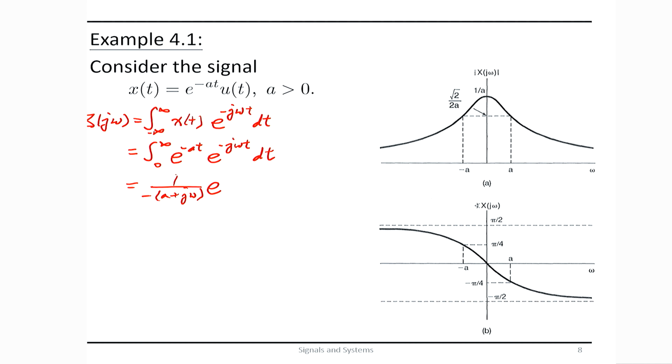E to the minus (a plus j omega) t for t from 0 to infinity. If you plug this in, you'll get 1 over a plus j omega. For convenience, we often like to write the imaginary part in the numerator. You can do that by multiplying both the numerator and denominator by a minus j omega, and that will give you a minus j omega over a squared plus omega squared.